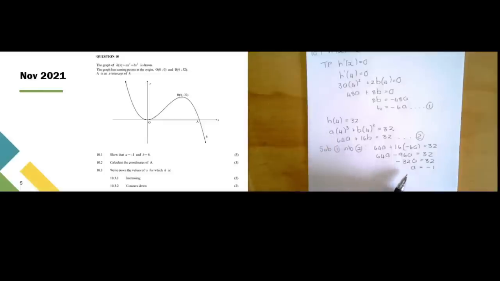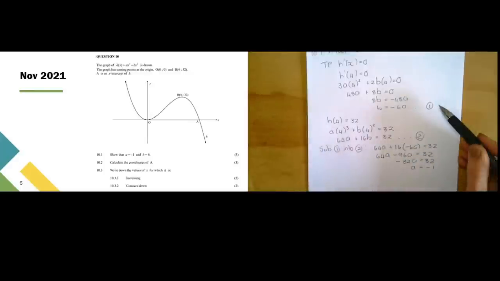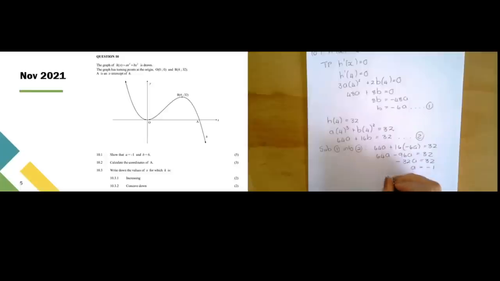Let's go look at our question again. Show that a is negative 1, I've got that, and I've got to show b is 6. So I can go back to equation 1, and I can say, okay, b is equal to, what did we have? Negative 6 times a. So negative 6, we just calculated a was negative 1, so b is equal to 6, and there I have it.